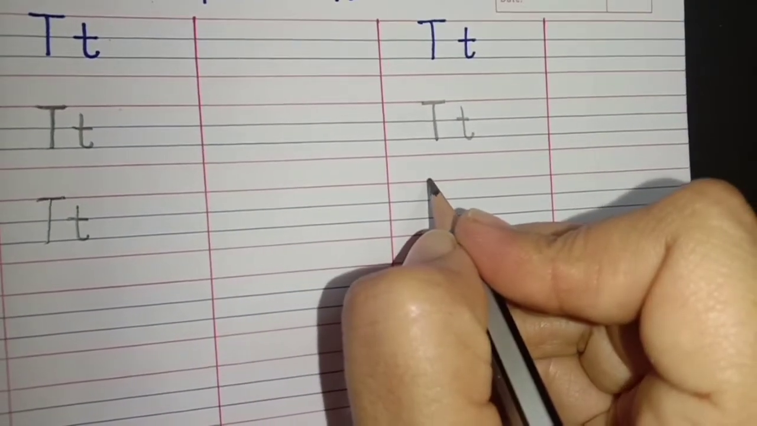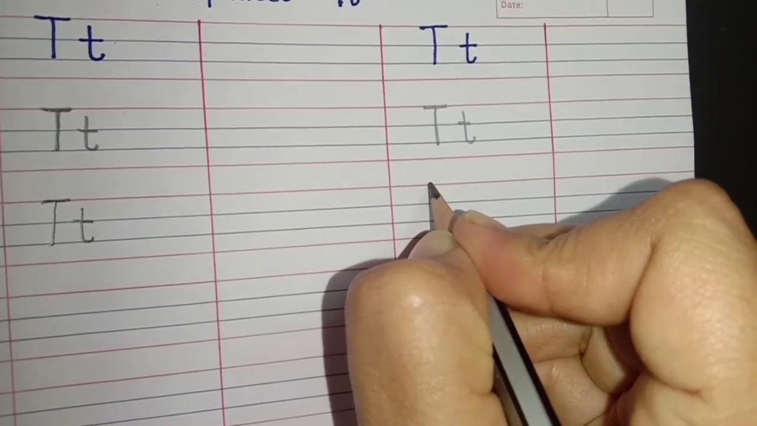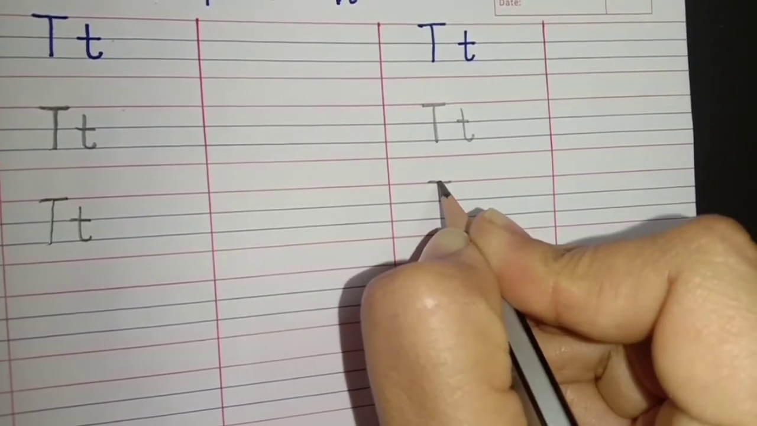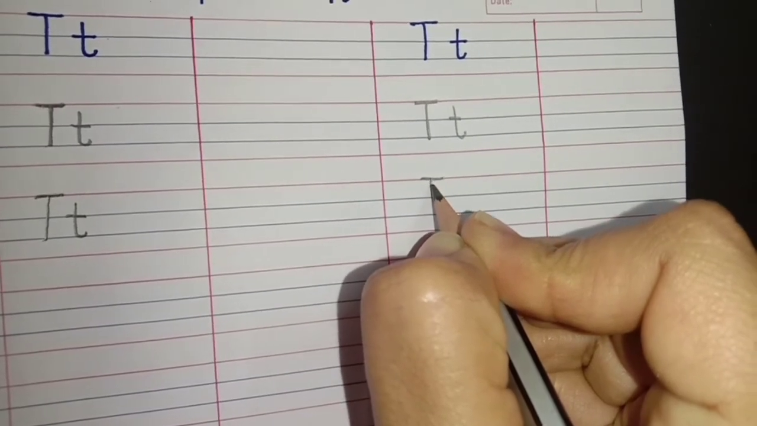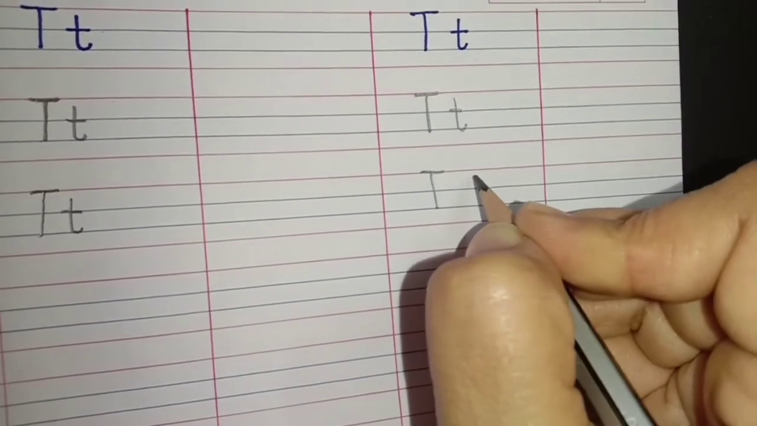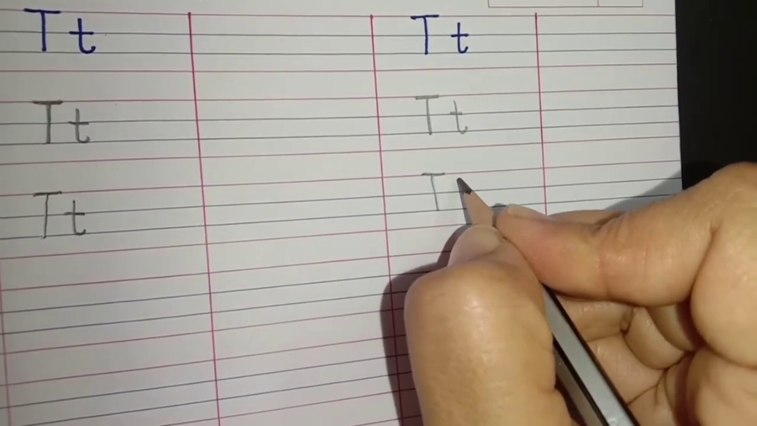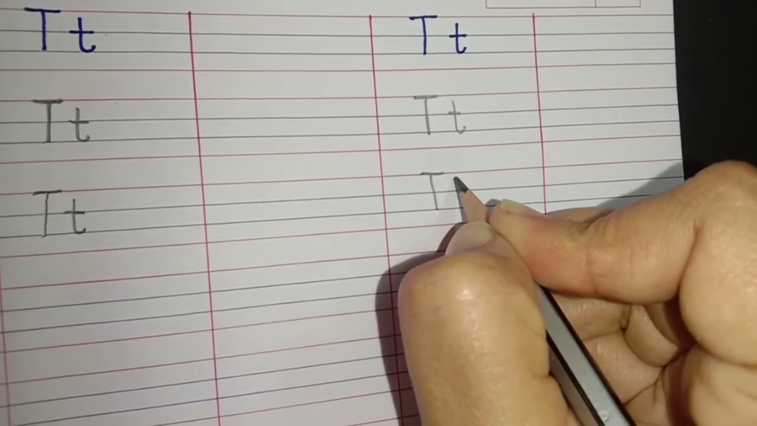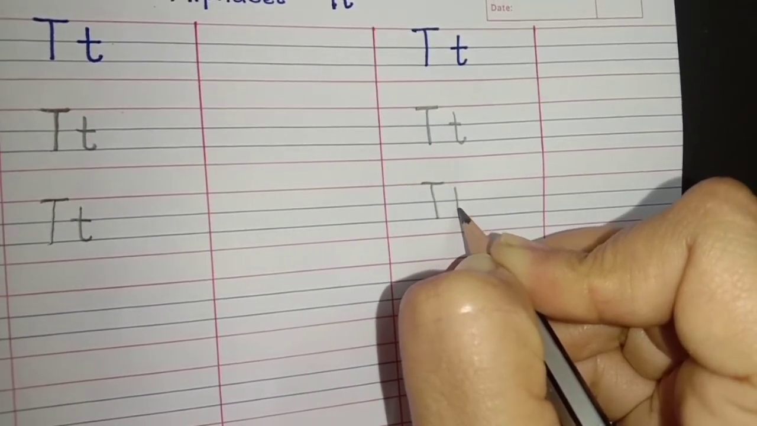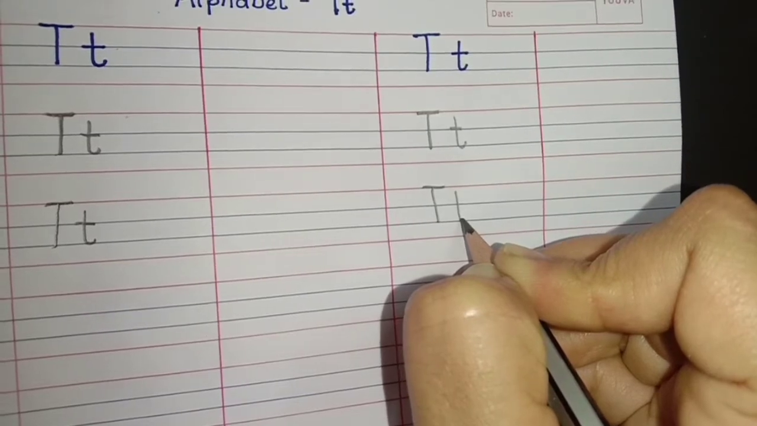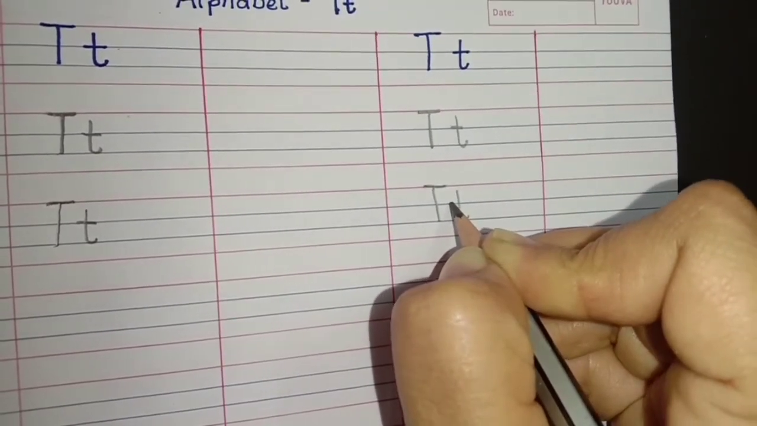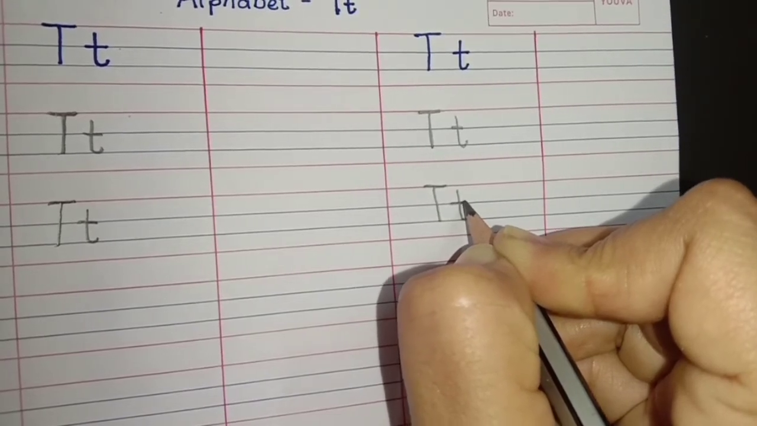For capital T, make a slipping line on first red line, then make a standing line from first red line till second blue line. For small t, leave some space, make a standing line till second blue line, then make a little curve on second blue line and make a slipping line on first blue line.